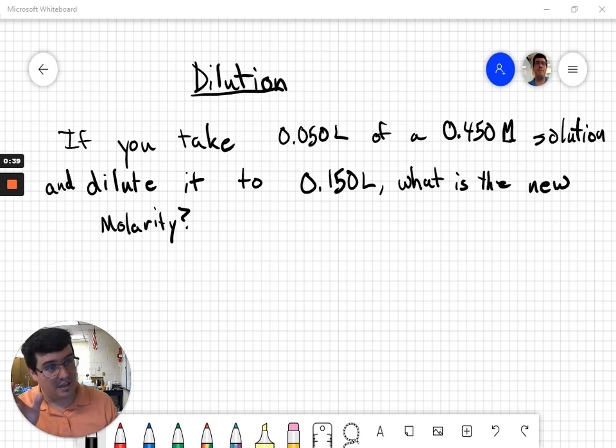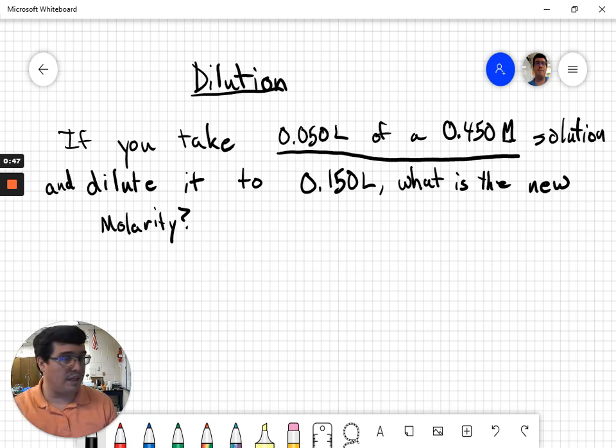We're going to take an original solution. So here we have 50 milliliters, by the way. This could be in milliliters. It could be in liters. We're going to take that solution of original concentration and change its volume. We're going to add water to it, in this case 0.1 liters. And then we're going to see what the new molarity is.